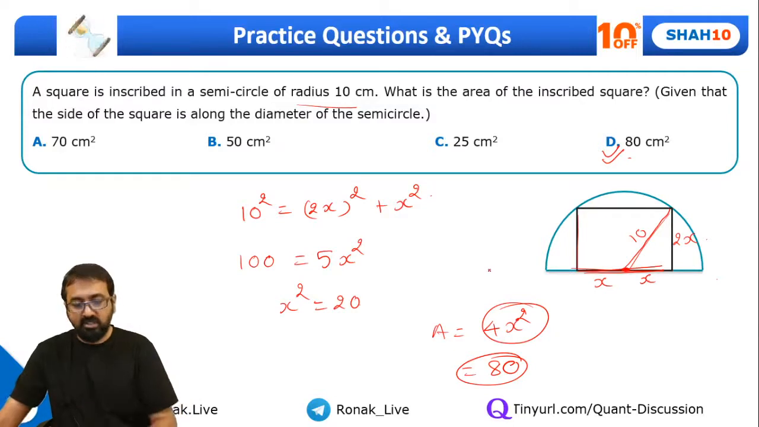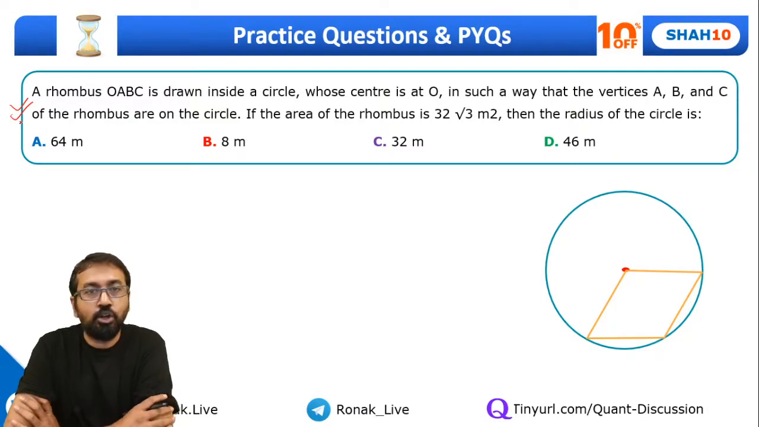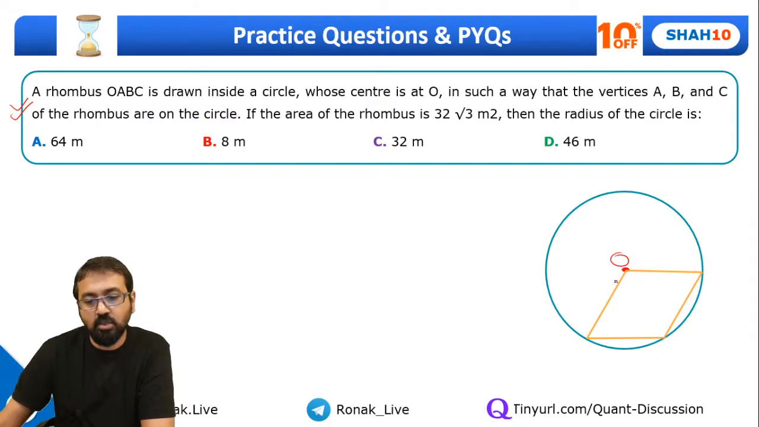Very simple question. Okay, fine guys, so try for this one once again. Let's see if you are able to solve this or not. A rhombus OABC is drawn inside a circle whose center is at O, right? So OABC is a rhombus, and these three vertices are on this circle. So ABC are three vertices which are on the circumference of the circle. If the area of rhombus is 32 root 3 meters square, right?